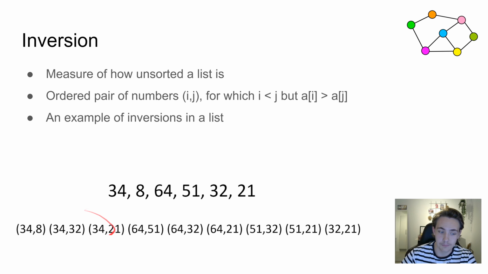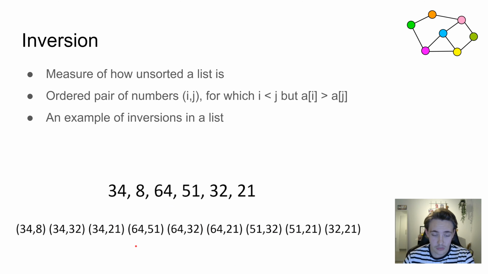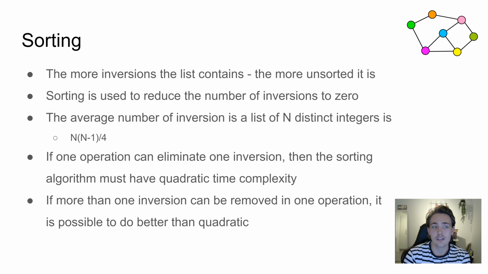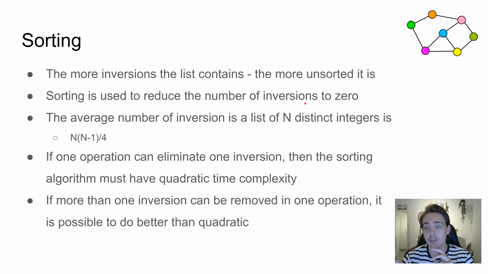This is how we know how much our list is unsorted, and we can use this for different things. So then we're going to talk about sorting. As I just told you, the more inversions the list contains, the more unsorted it is. Sorting is used to reduce the number of inversions, and ideally we want the inversions to be 0, because then we have a totally sorted array.